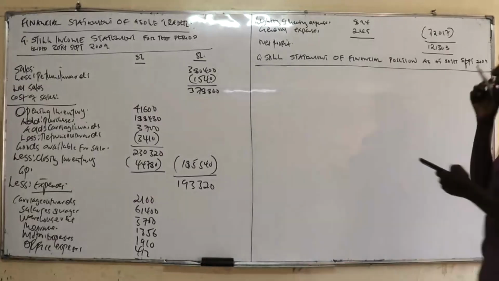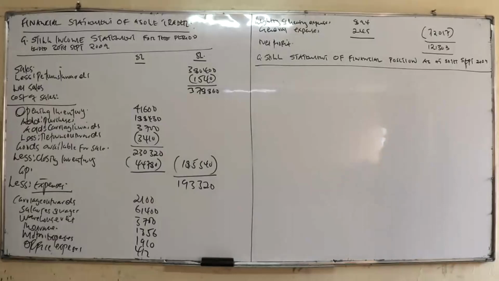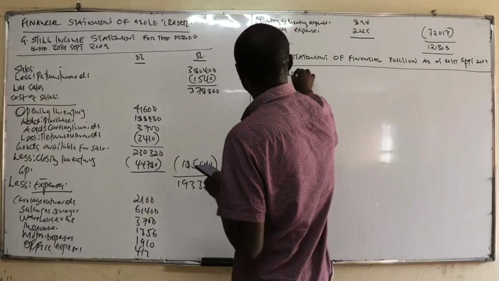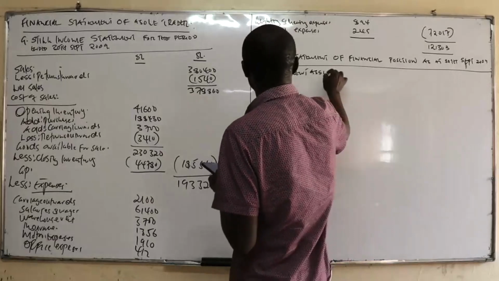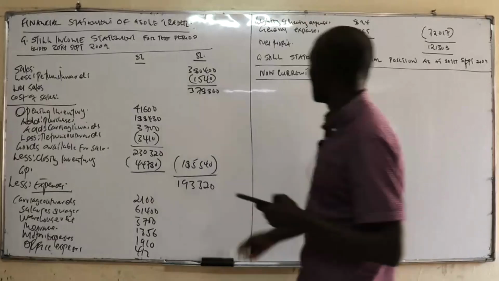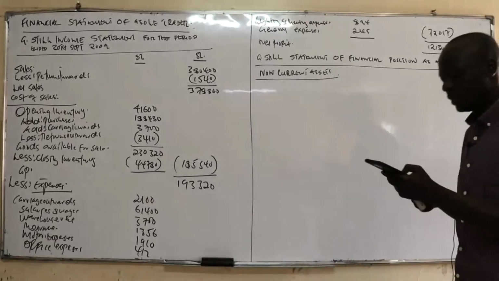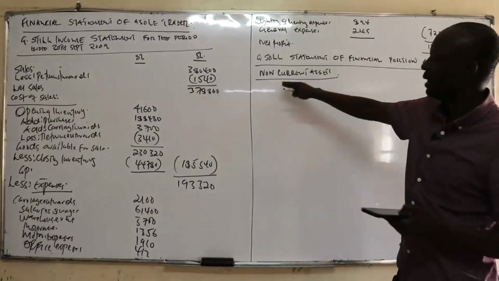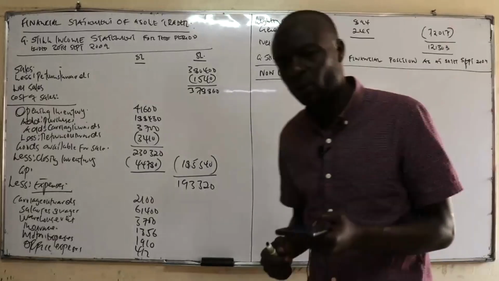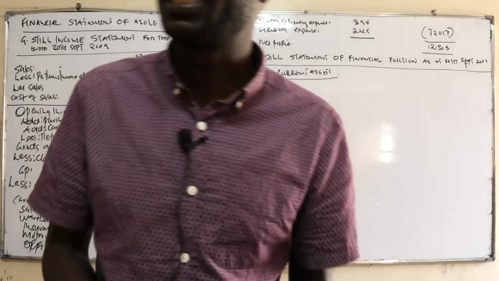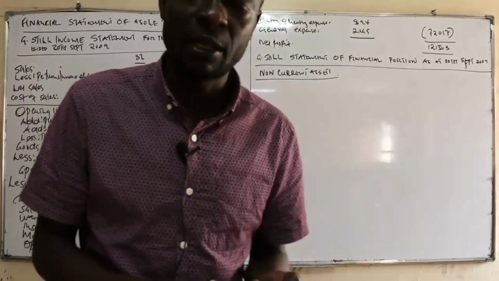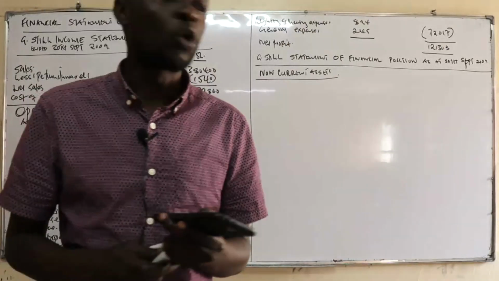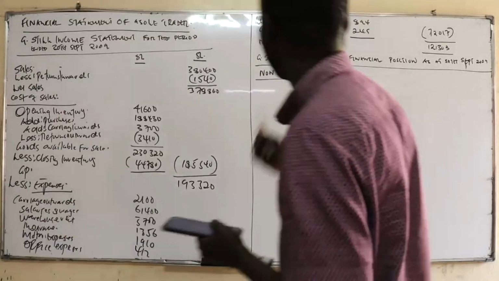So you write the title, and then you start with non-current assets. Non-current assets are those assets we are saying are items of value to a business, and these items of value are subdivided into two. We have non-current assets and current assets. Non-current assets are those assets that stay longer in the business, more than one financial year, and include items like land and buildings, plant and machinery, furniture and fittings, motor vehicles, equipment, computers, etc. So those are non-current assets. They stay more than one year.